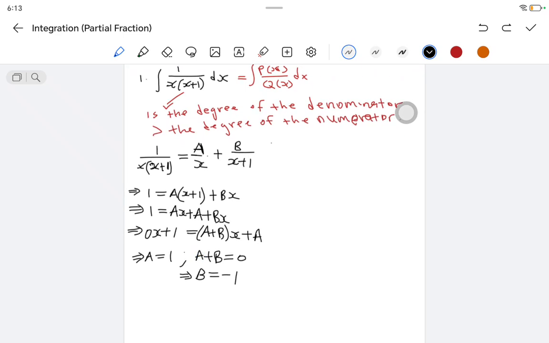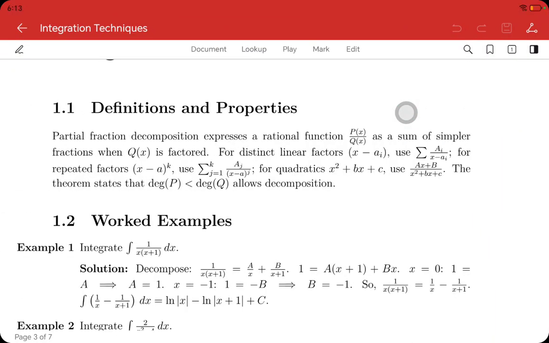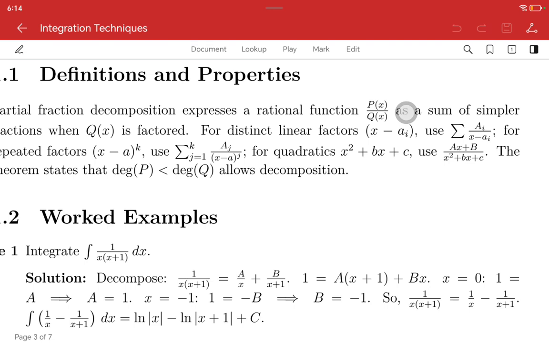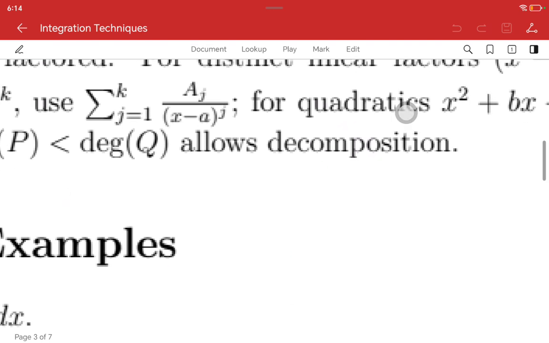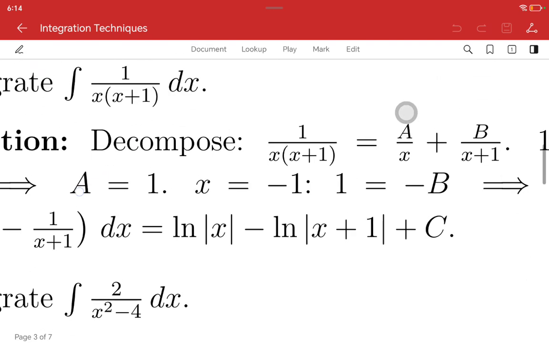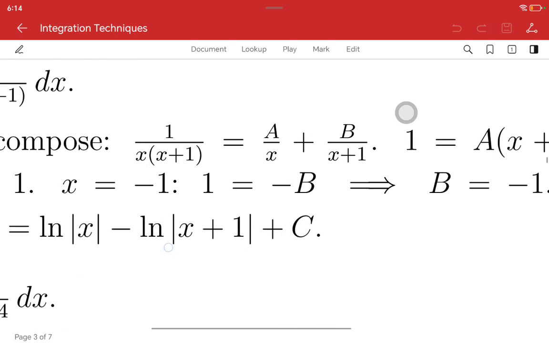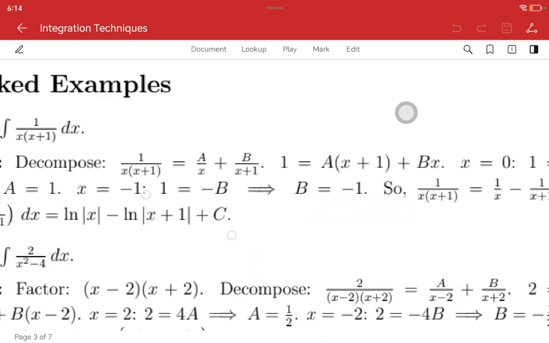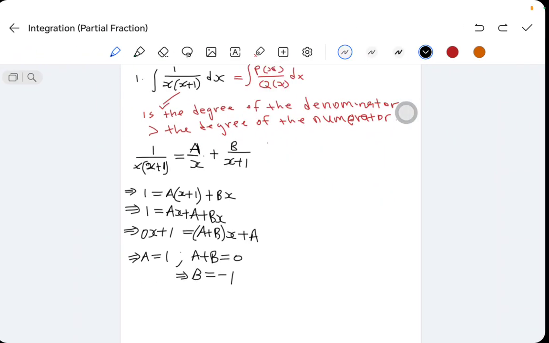Then after getting this, we can check what our a is and what our b is. I think I've typed them here. So you check, you see that if you use this method of x equals 0, x equals minus 1, you're getting your a to be equal to 1, then you get your b to be equal to minus 1. Now let me explain this method also. So I'm going to be explaining both.